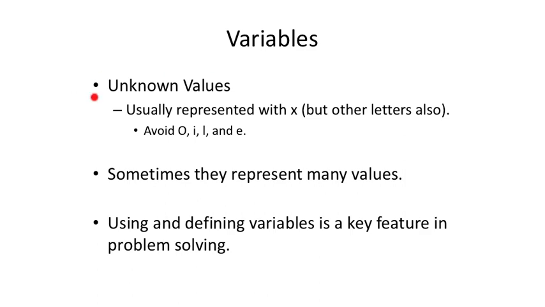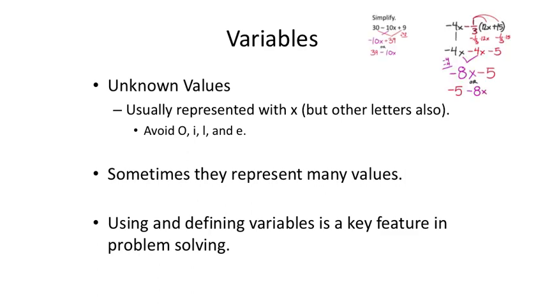But for now they're just kind of unknown values. So we'll usually see some X, but we saw on the last assignment you can see some A's, some Y's, some V's, some W's, something like that. Doesn't matter what letter we use, but they're usually letters, okay? So using and defining variables is a key feature in problem solving. So we saw those variables in our Bell work.